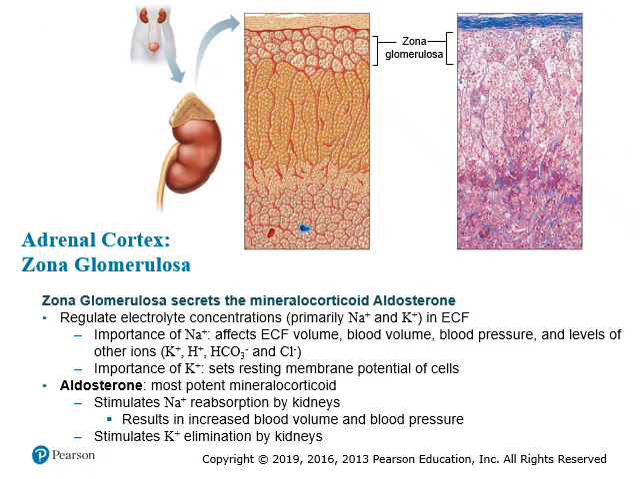So let's look at the first one right there on top so we can single-handedly look at and discuss the hormones that are being produced by each of the layers. The layer here is the zona glomerulosa. It secretes the mineralocorticoid aldosterone.